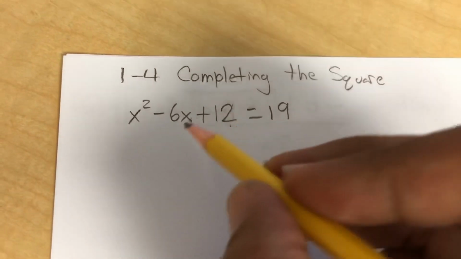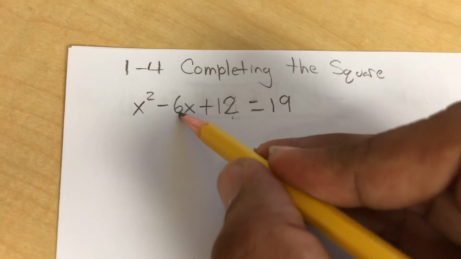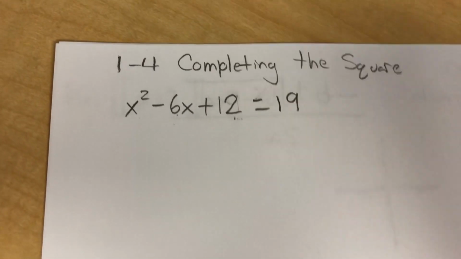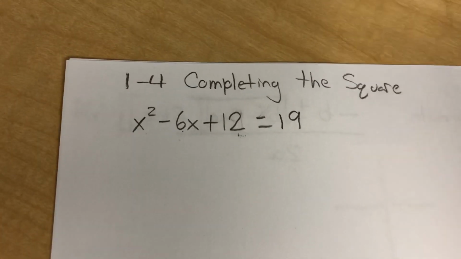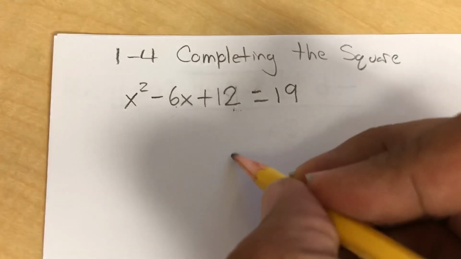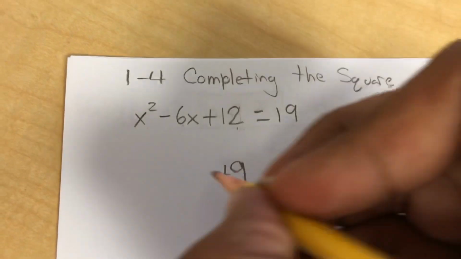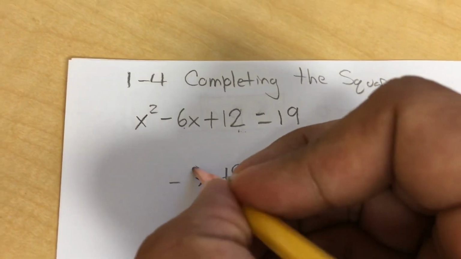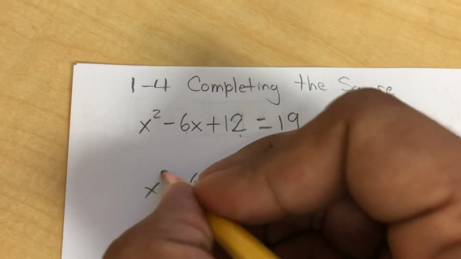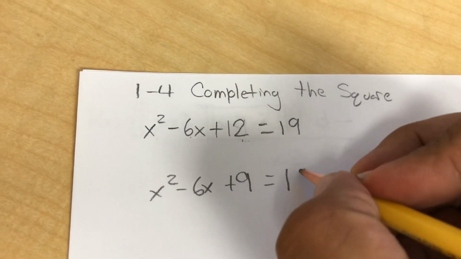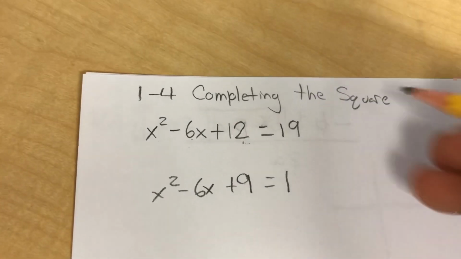Now the way you do this is you divide this number by 2 and then square it. So 6 divided by 2 is 3. 3 squared comes out to 9. So the c is supposed to be 9, positive 9, right? So everything else stays exactly the same. Okay? Actually, this is going to change, but you'll see how.